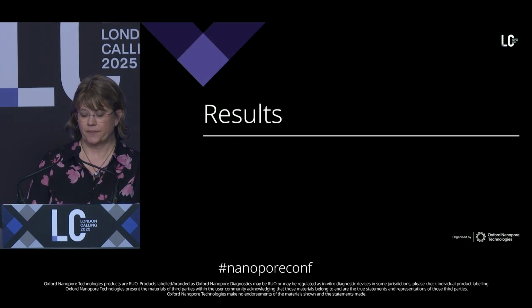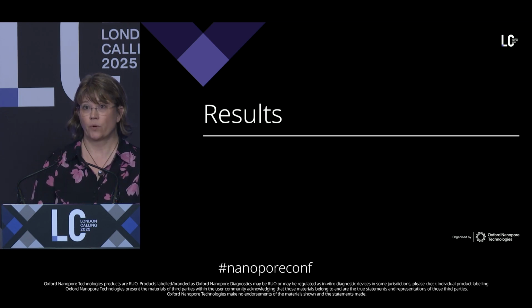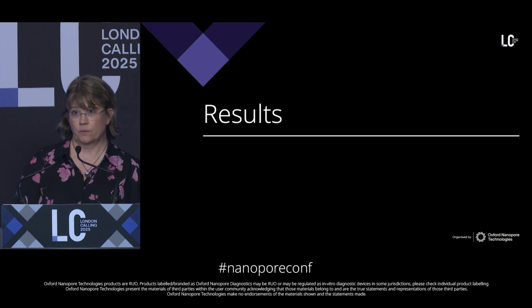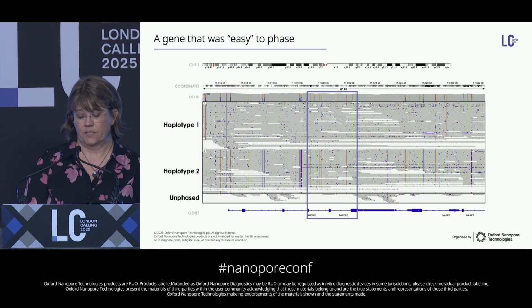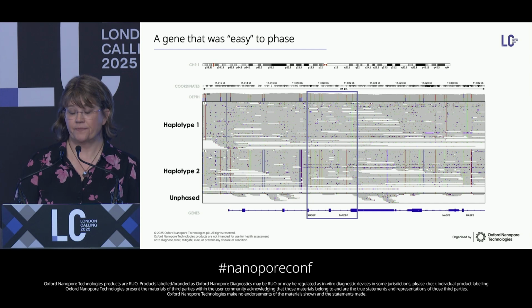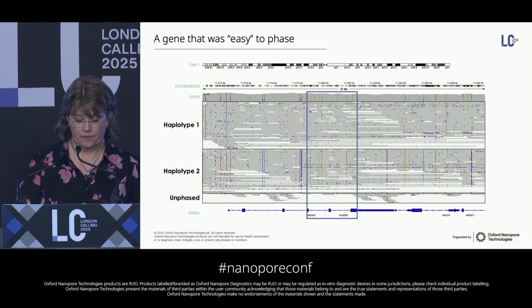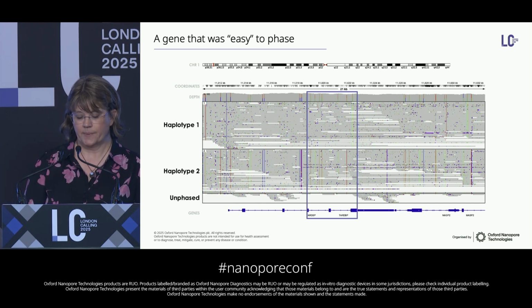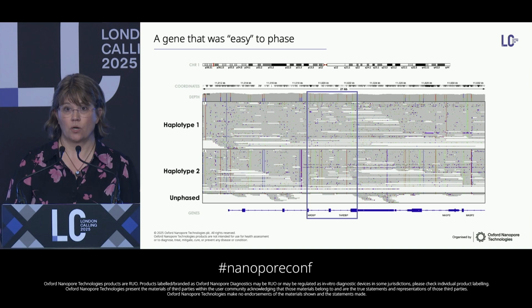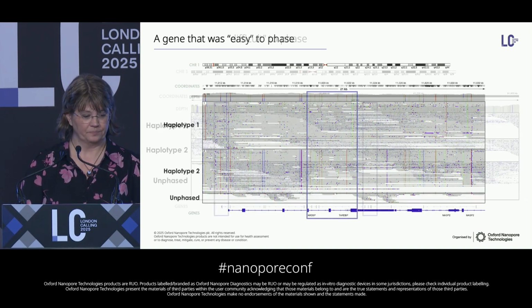Now that I've walked through our methods and analysis pipeline, I'll share a couple of examples of our results, starting with a case where phasing was straightforward and followed by a case that was more difficult. This IGV screenshot shows a clear example of phasing at the target gene. You can see strong haplotype separation with reads clearly divided between the 2 alleles, and long reads spanning multiple heterozygous variants across the region. There were also very few unphased reads.